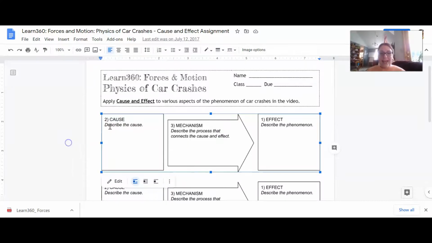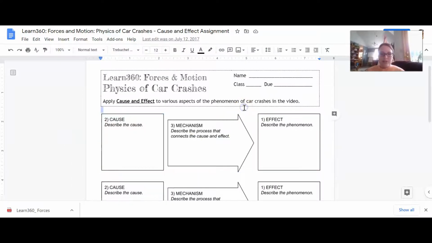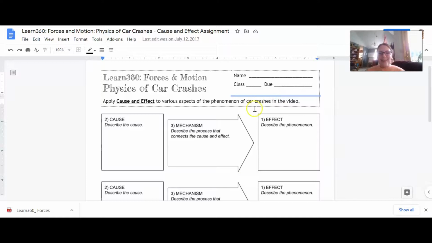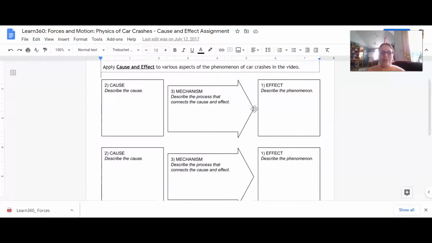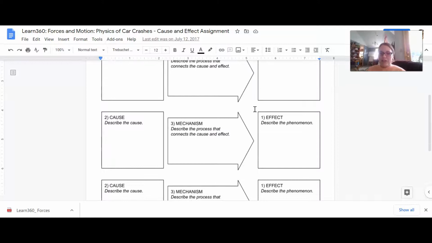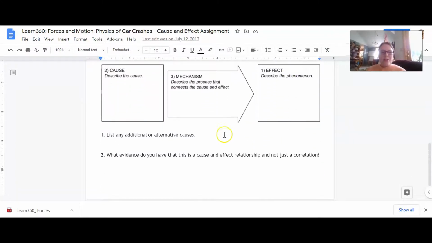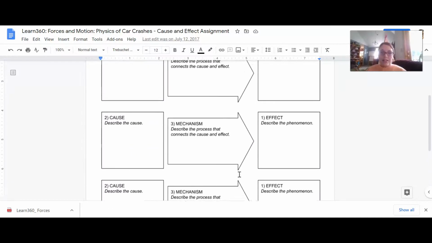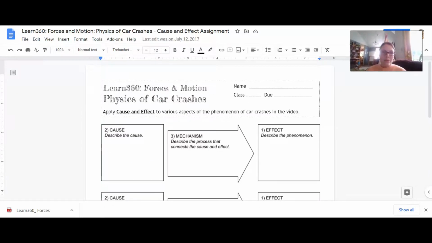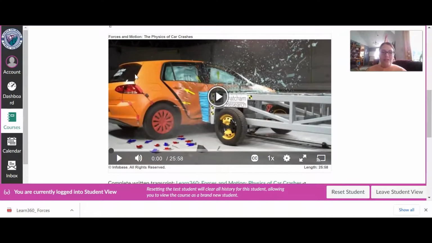Okay? So at any given point, I can't unclick on this, driving me crazy. At any point during this video, you're going to look for 3 cause and effect relationships, starting with the effect you observe, determine what caused it, and then explain the science that explains why that caused the effect. At the bottom, there are 2 general questions to complete. That is the assignment that you'll complete that goes along with this video that's posted here.